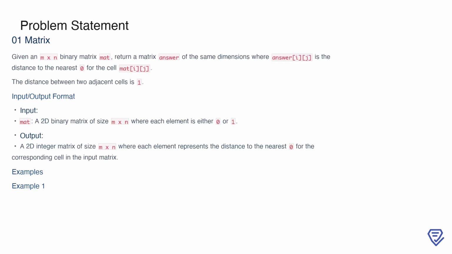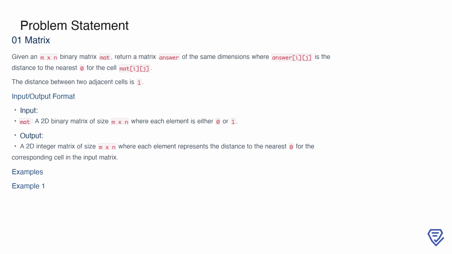Let's dive in. In this problem, we are given a binary matrix called mat that has dimensions m x n. Each cell in this matrix contains either a 0 or a 1. Our goal is to compute a new matrix, answer, of the same dimensions, where each cell answer[i][j] represents the shortest distance from that cell in the original matrix to the nearest cell containing a 0.